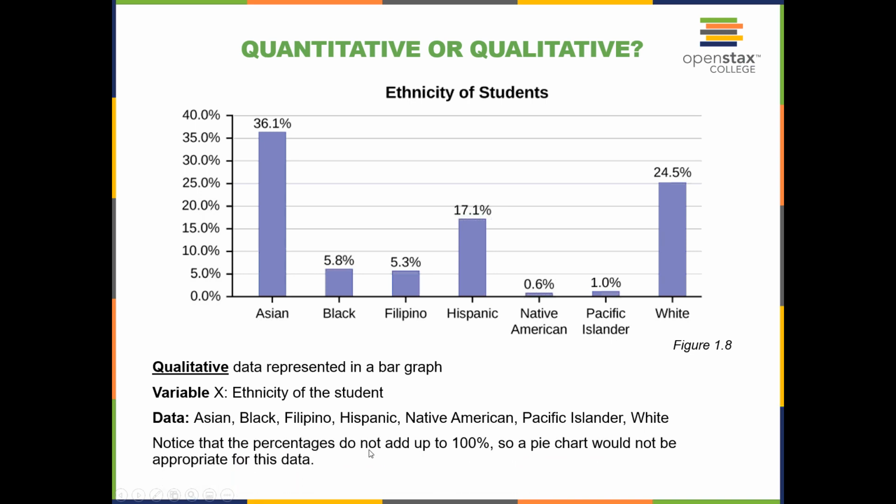Notice that the percentages do not add up to 100%. Again, if you add up these, they are less than 100%. So that means there were some students in the sample that did not identify with any of these categories. So again, we could not put this in a pie chart because we wouldn't be able to complete the circle.